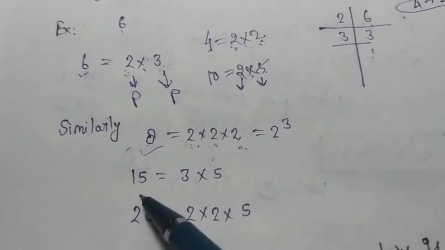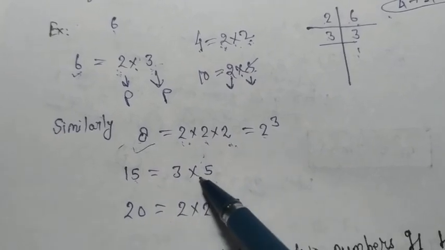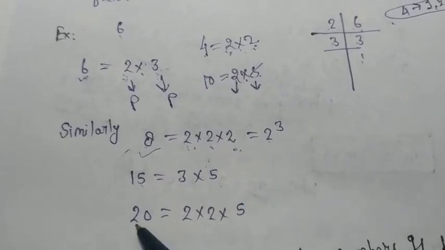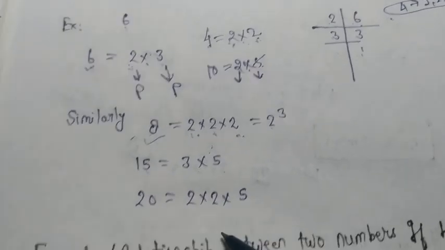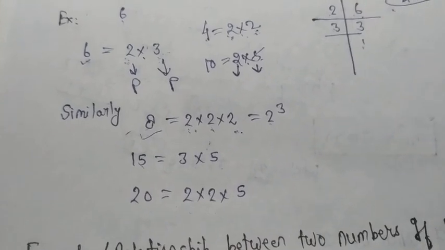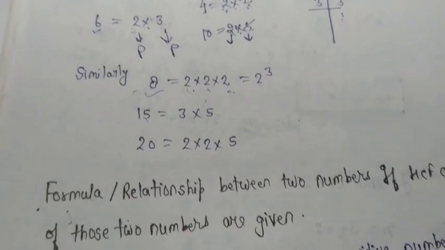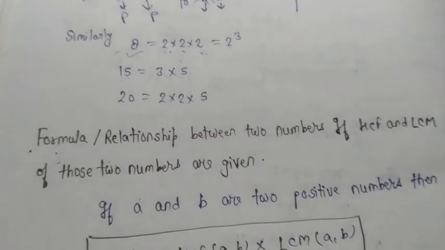See, 15 can be written as 3 into 5. They both are prime and between them the multiplication sign is there. 20 is also a composite number which can be represented as 2 into 2 into 5. So I think it is clear. Now, next, moving to one formula for you. It is a very important formula, student.